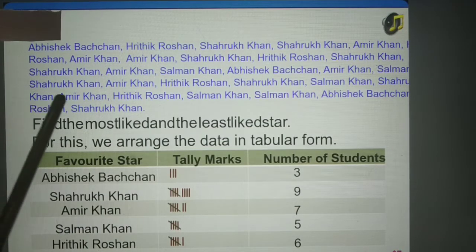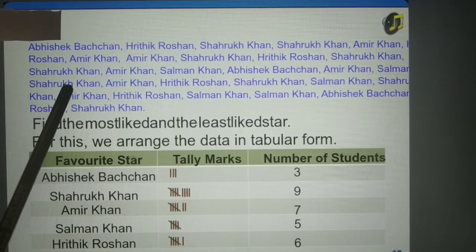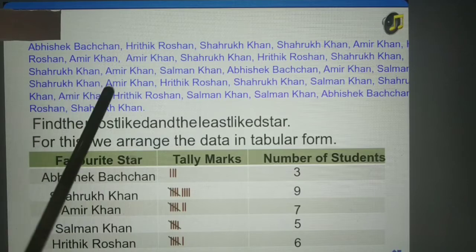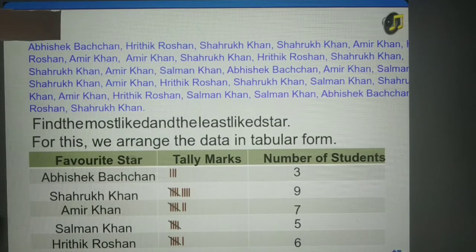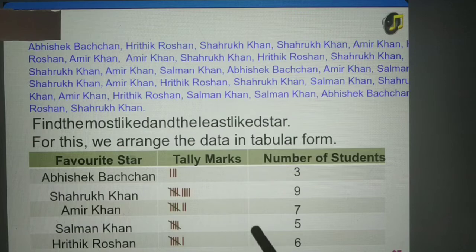Now we want to know who is the most liked or disliked star in the above data. Now we have to arrange this in tabular form, in which we use tally marks. We have already studied this in 6th as well as in 7th class. How we write the tally marks, and how we show the number of students who like or do not like the stars.